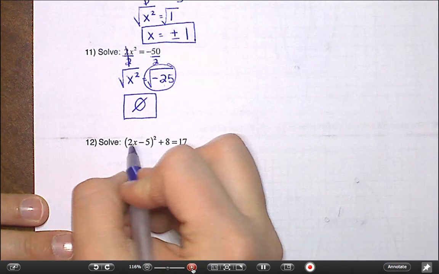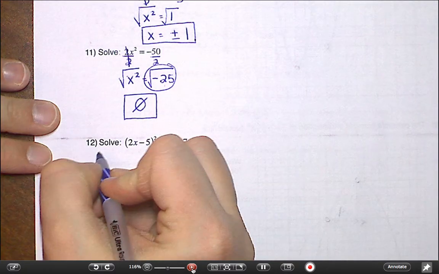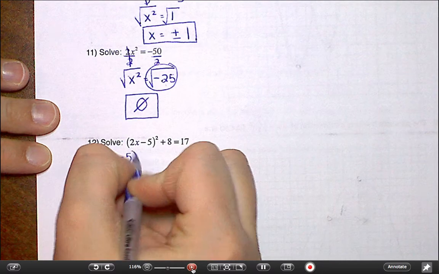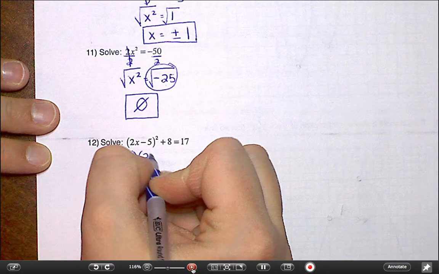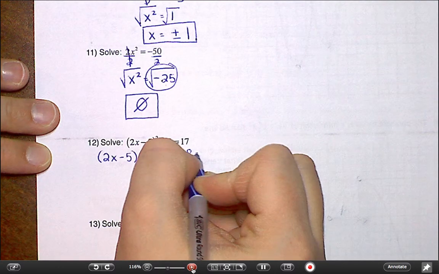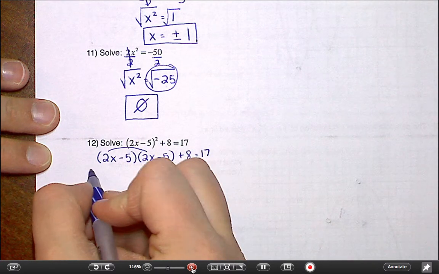Most people want to FOIL this. They want to say, oh, I need to square this, and I know how to do that. I know that I need to do 2x minus 5 times 2x minus 5 plus 8 equals 17. I'm going to FOIL here, so let's see, 2x times 2x is 4x squared.